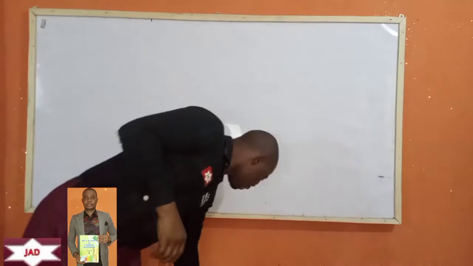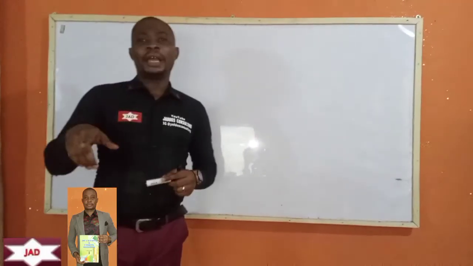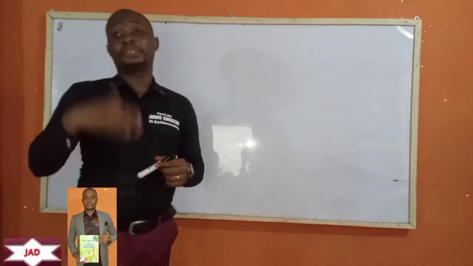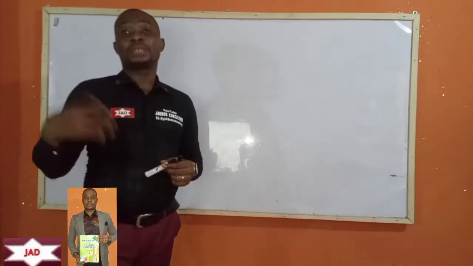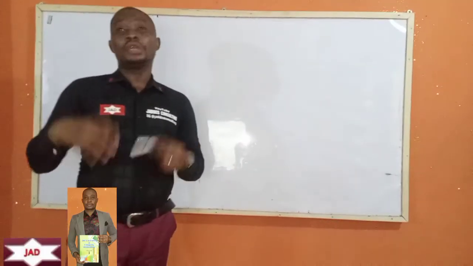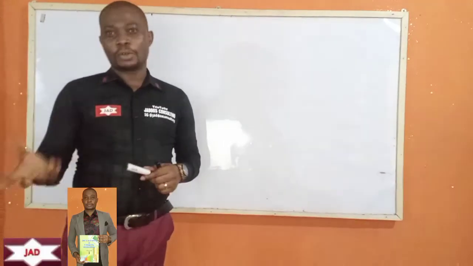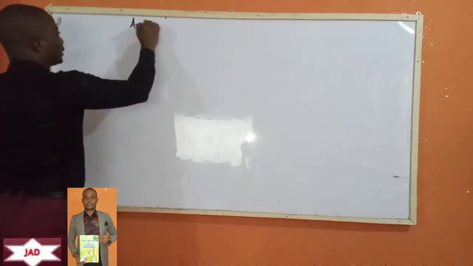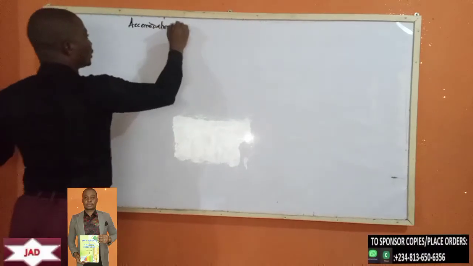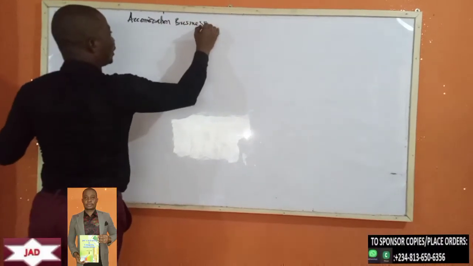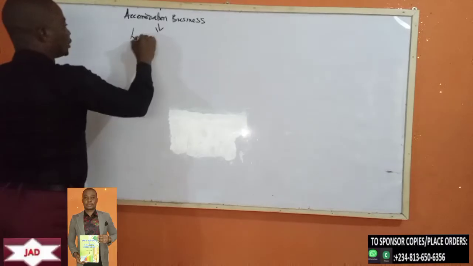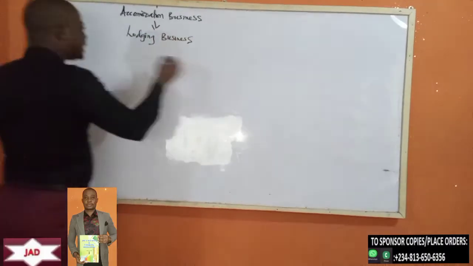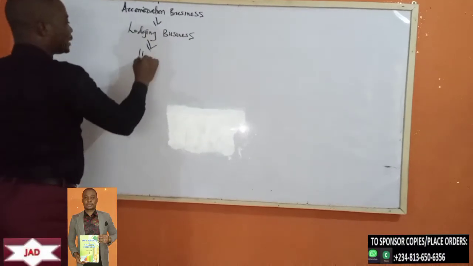So today we are looking at how to prepare asset schedules, or what we call non-current asset schedules. Non-current assets means fixed asset schedules, and then the income statement for, let's just say, a hotel. When you say hotel, what comes to mind is accommodation. So let's say accommodation business. Some use the word lodging business, but let's simply use what we know, hotel.